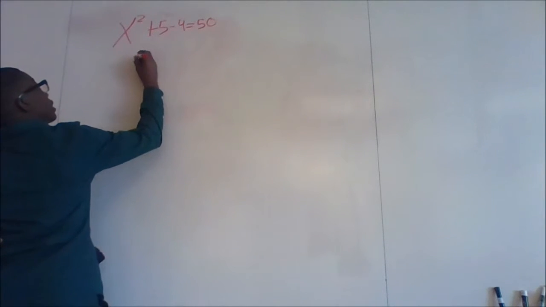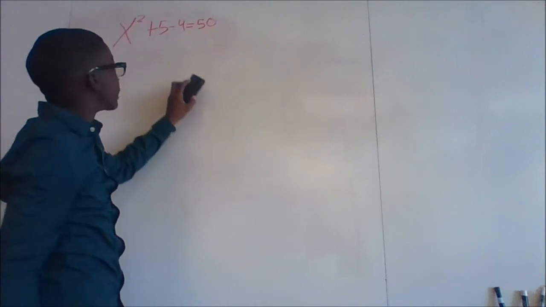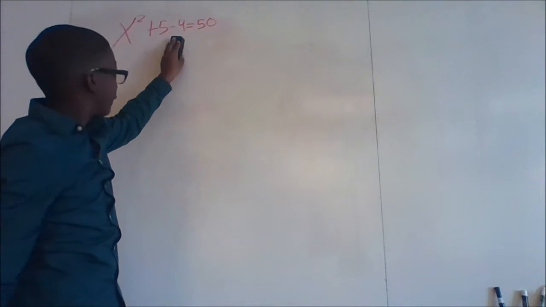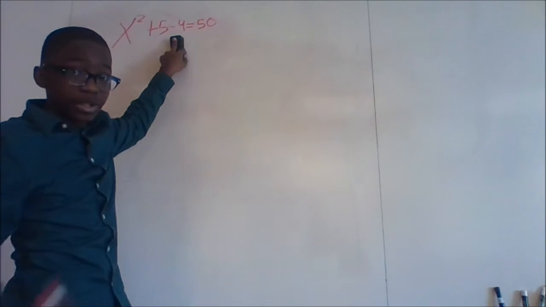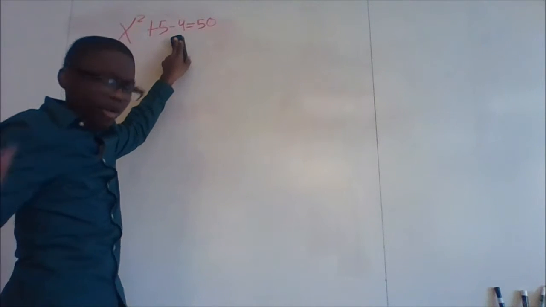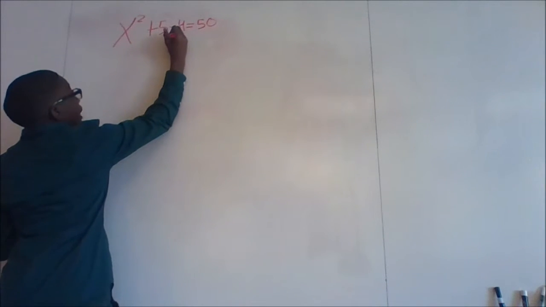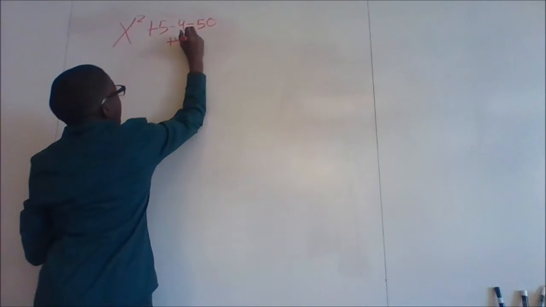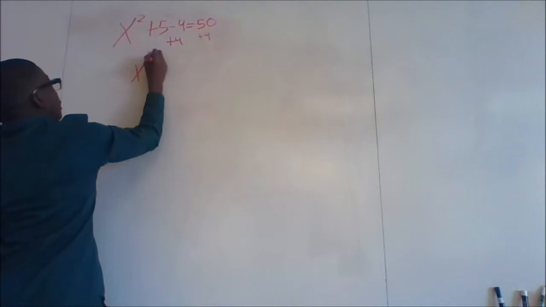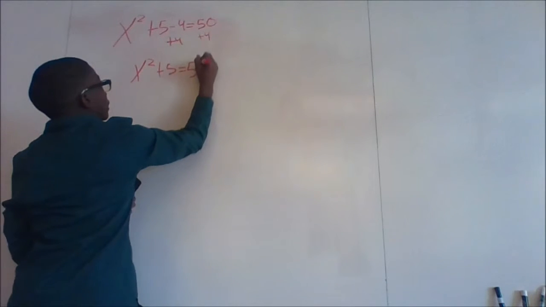First step, we're going to add 4 to both sides, because right now we have a negative 4 since we're subtracting it. We want to remove all our negatives first, because that's going to mess us up in the end. Although it could work, it'll be longer. So first we get rid of our negatives by adding 4 to both sides, and we have x squared plus 5 is equal to 54.